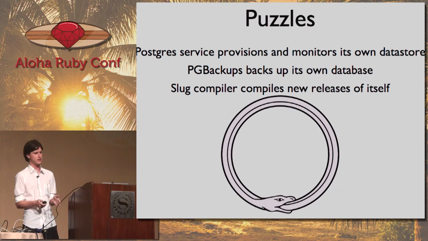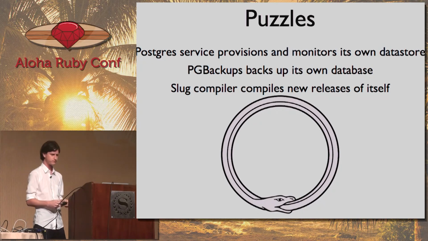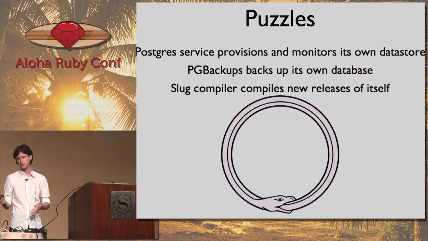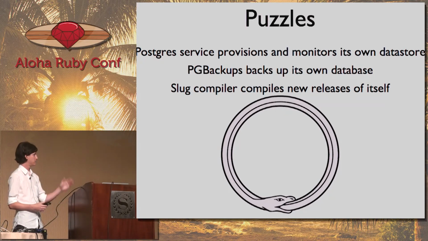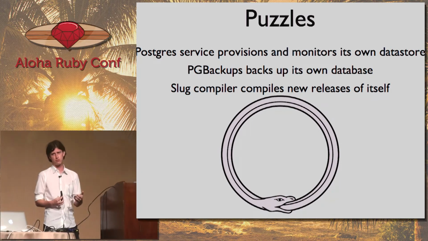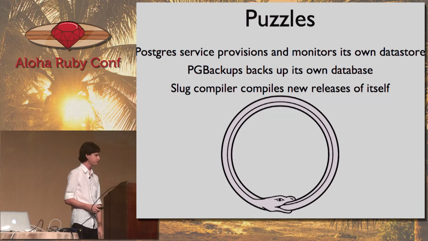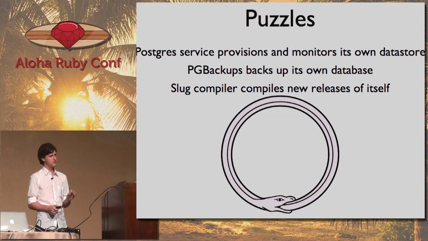So the Postgres service uses Postgres as a data store, and it can provision and monitor its own database. That's pretty cool. Likewise, PG Backups, the backup service, also uses Postgres and backs its own database up. And likewise, Slug Compiler: since now that's a Heroku app, when I git push Heroku for that, it'll compile itself. Puzzle is a nice way of saying it. These can also be disastrous if things go wrong.